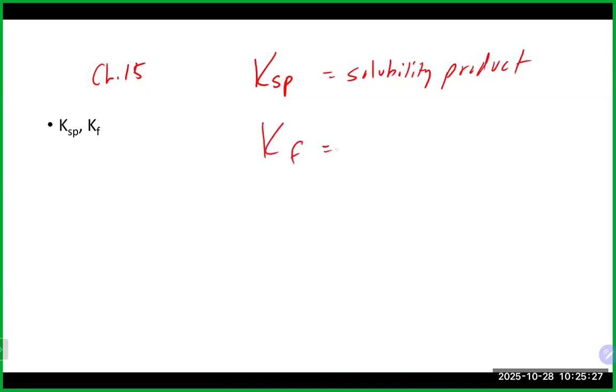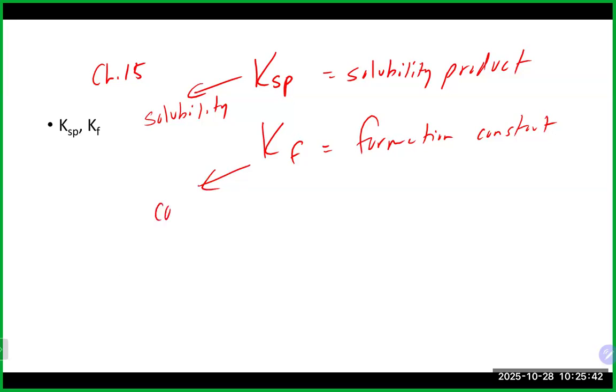and KF, which is the formation constant. One involves, as you might imagine, solubility, and one involves basically complex ion formation. And they are sort of different, and we are going to talk about KSP first, and then we'll get into our sort of KF here.